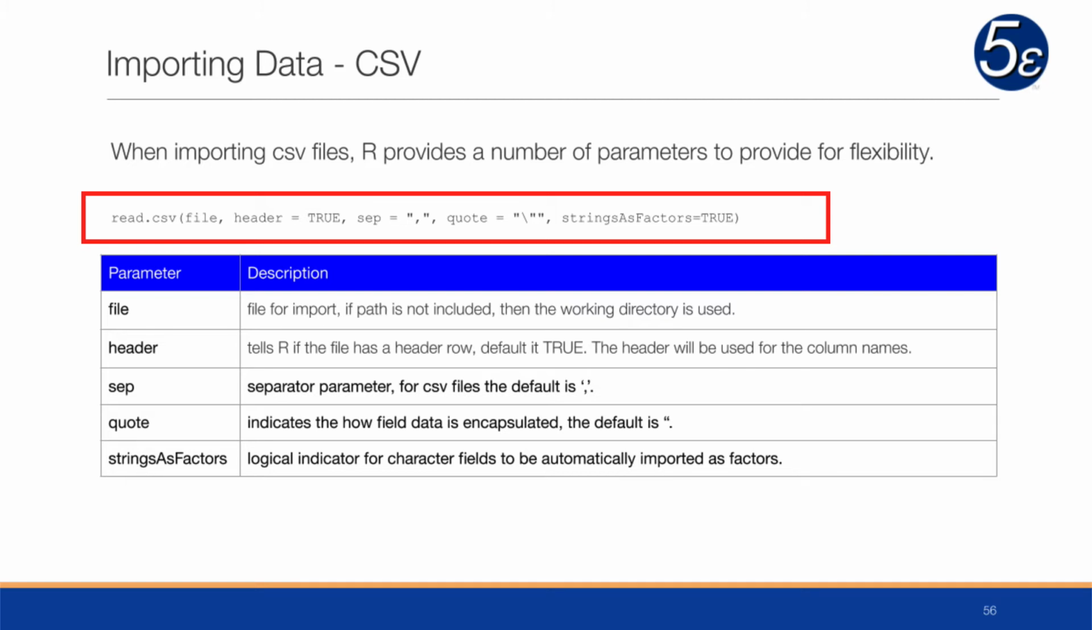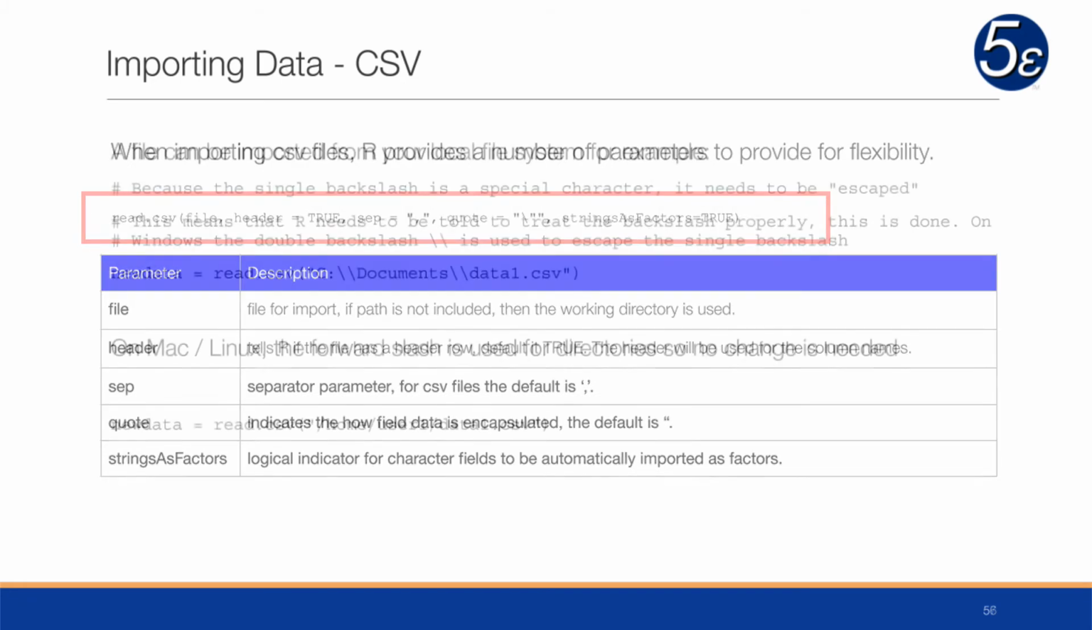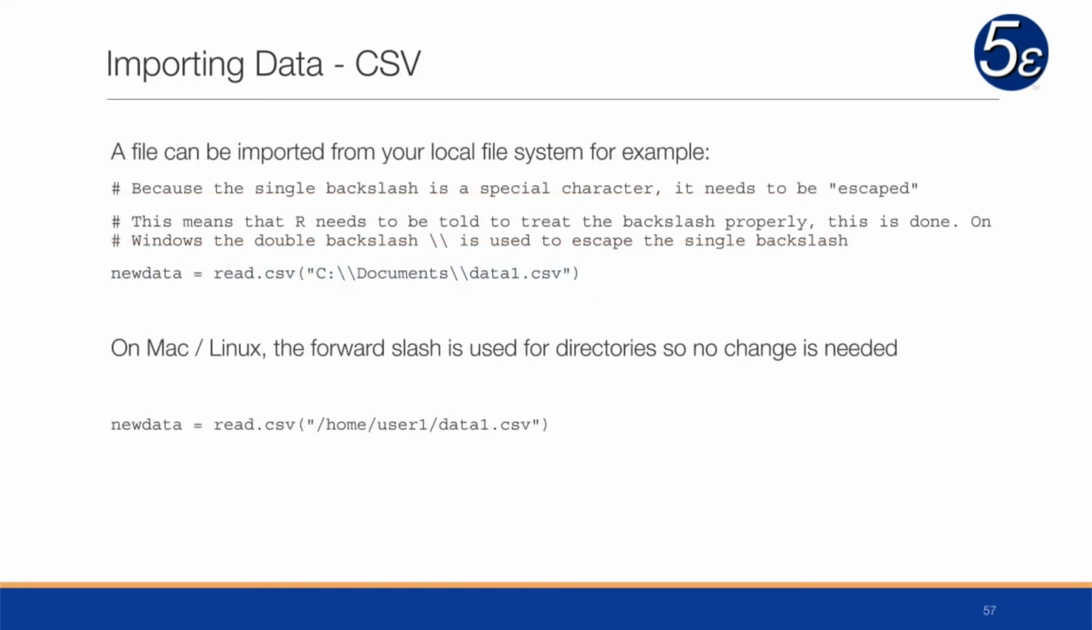And strings as factors is equal to true is the default. They're automatically going to be imported as a factor. If you set this to false, those columns will be character arrays. So a file can be imported from your local file system.